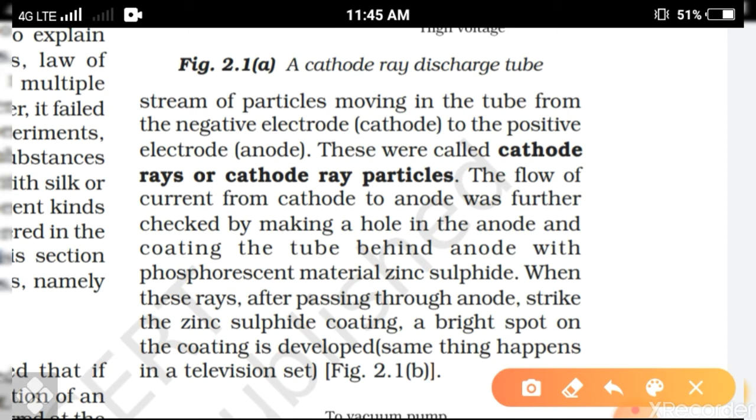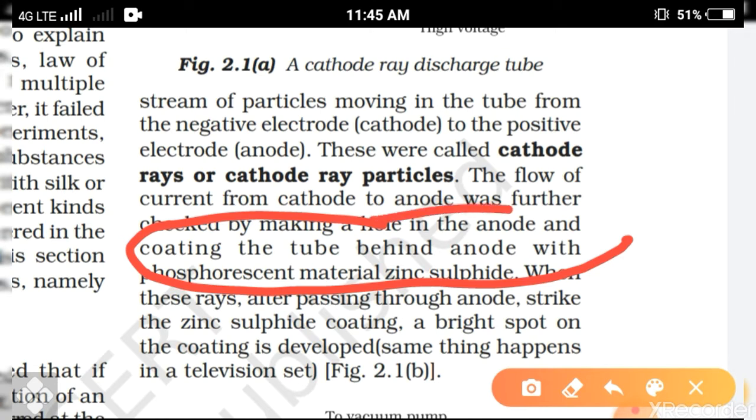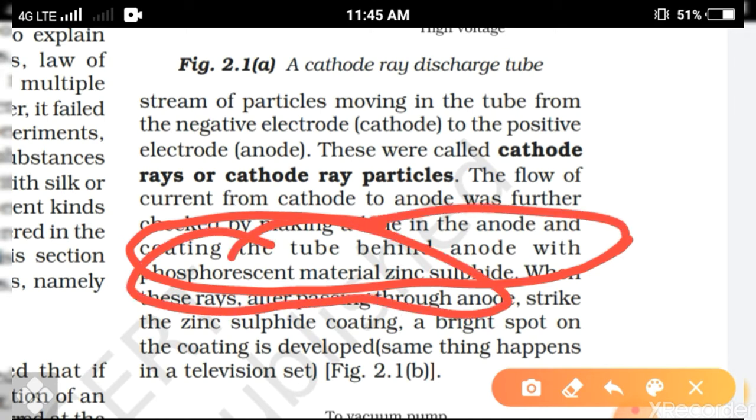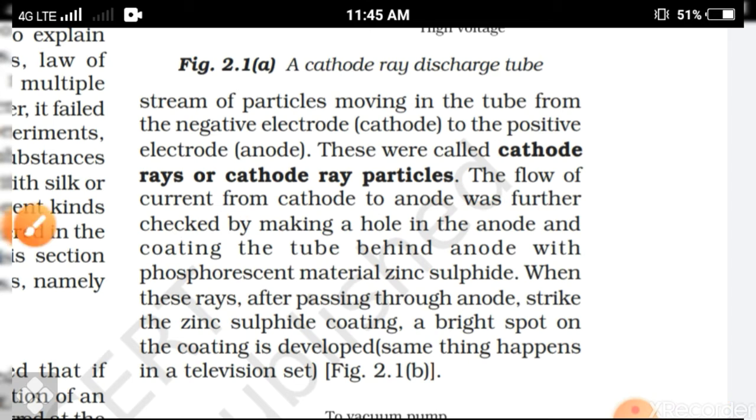What happened is that electricity is passed inside the cathode ray tube from cathode to anode, that is negative terminal to positive terminal, at low pressure and high voltage. Understand? So after that, on the anode side, you have to coat behind the anode with a fluorescent material. Fluorescent material, you know, is like zinc sulfide. This is the fluorescent material.